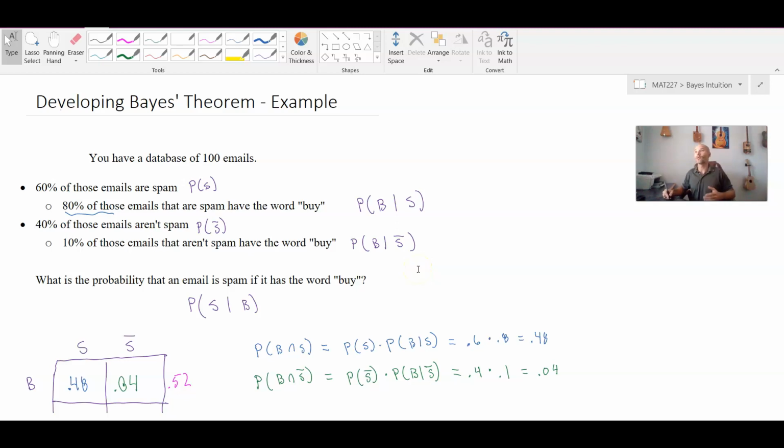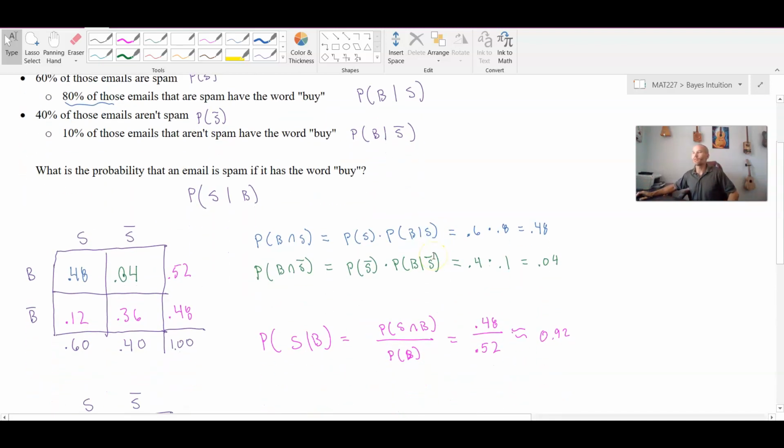In our previous video, we were analyzing a situation where we have 100 emails and we're given some percentages as to how many of them are spam, and then of those that are spam, how many have the word buy in it, and of those that are not spam, how many of them still have the word buy in it. So we constructed some probabilities and we wanted to calculate the percentage of all the emails that had buy in it. We wanted to know what's the likelihood that that email is actually spam. And we found out that was 92%.